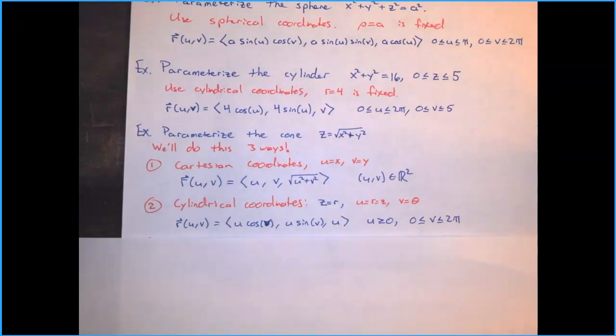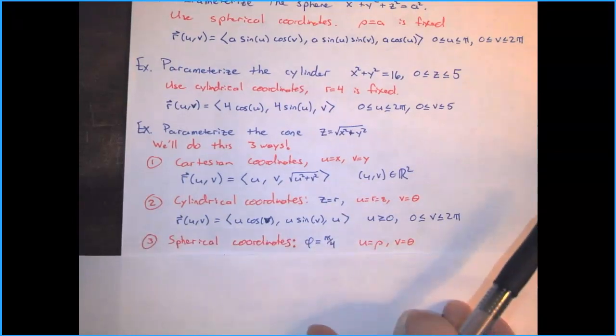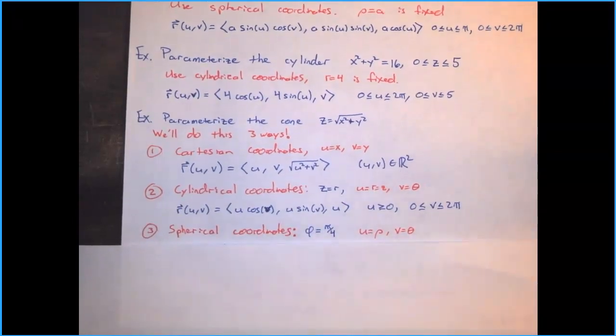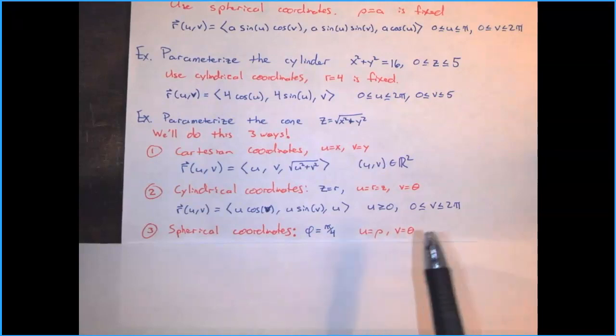Okay, and the third way we're going to parameterize this cone is by using spherical coordinates. So we've seen the equation for this cone in spherical coordinates before, phi equals pi over 4. We've actually seen it twice before in previous videos, and you can derive it using that arc cosine formula. In spherical coordinates, my 3 variables are rho, phi, and theta. But now I'm fixing phi equals pi over 4, because that's the equation of the cone. So one of my parameters is going to be rho, the other parameter is going to be theta.